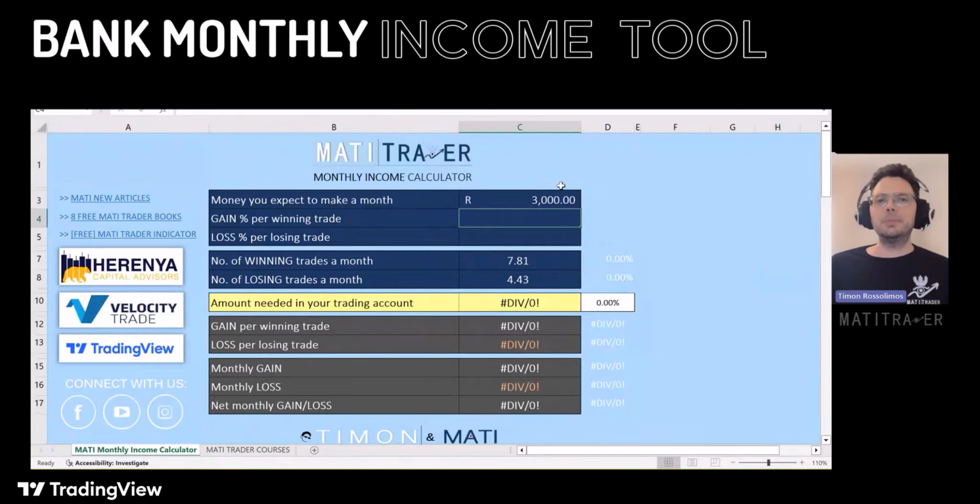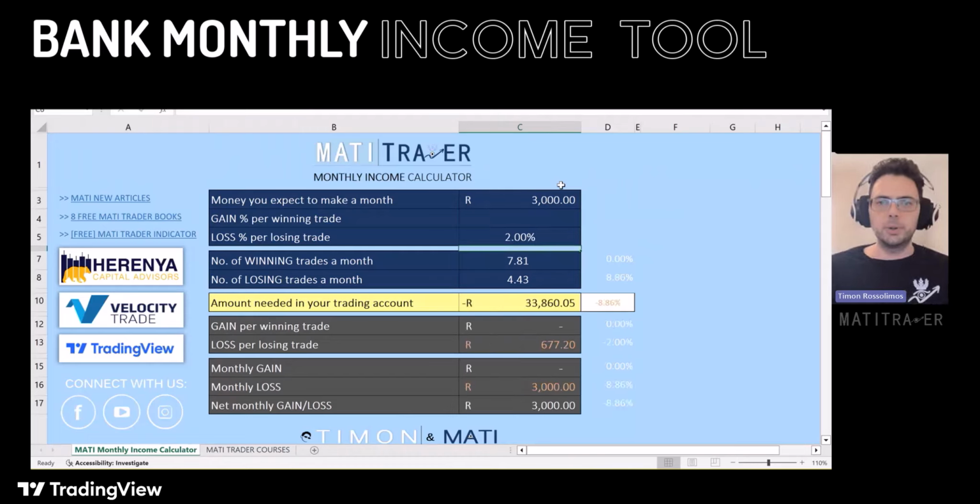So what is the gain percentage per winning trade? Let's start with the loss percentage per losing trade, because whenever I say, how much are you willing to risk per trade, I'm always talking about the percentage rather than the actual value. So for the loss percentage per losing trade, let's start off with the generic version of 2% risk per trade. And for the gain percentage per winning trade, let's put 4%.